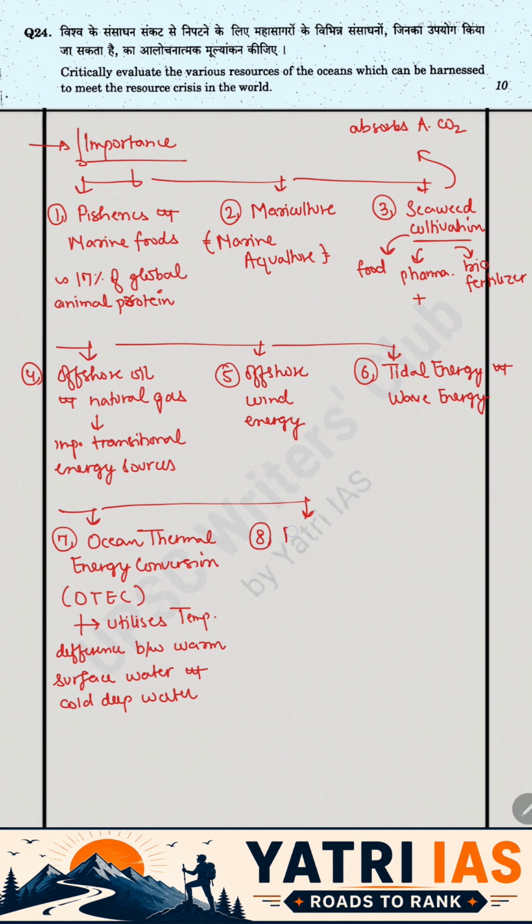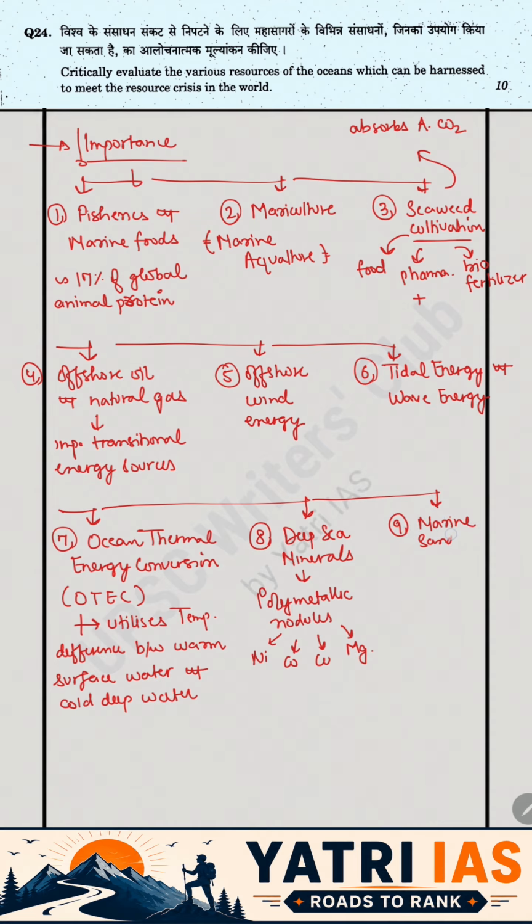Then you could mention deep sea minerals with polymetallic nodules, which are reserves of nickel, cobalt, copper, magnesium. This could address the problem of mineral crunch which is being faced by the world. Then you could mention marine sand and aggregates, which are used in construction and coastal development, coastal infra development.